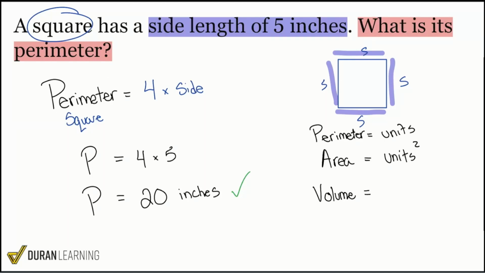Yeah, that's cubic units. Exactly. So we would be using units cubed because it's 3 dimensions. Length times width times height. Multiplying 3 dimensions together gives you a 3-dimensional unit, a 3D unit, if that makes sense.